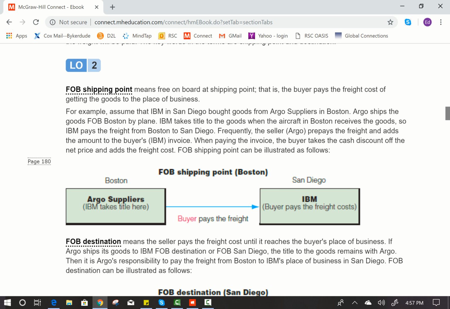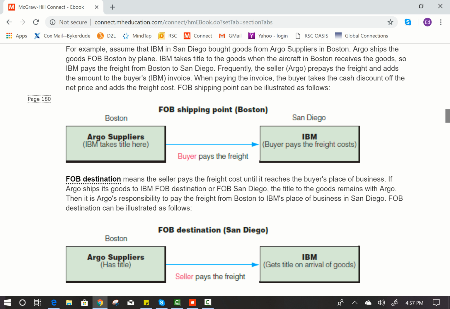FOB shipping point can be illustrated as follows. So Argo Suppliers, IBM takes title here. It goes from Boston to San Diego, and the buyer pays for the freight costs. So buyer pays the freight.